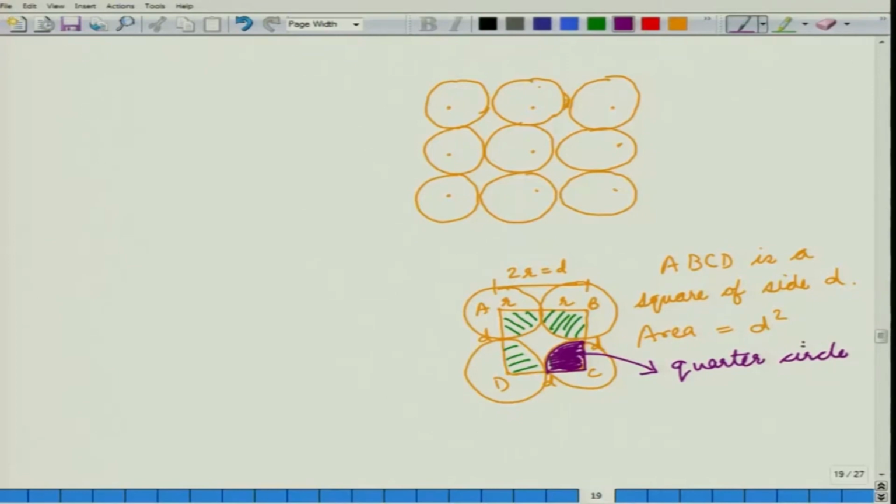And what is the diameter of this circle? Of dia d. So, because we have 4 quarter circles, 1, 2, 3 and 4, that is covered in this square. So, we have 4 into quarter circles, that becomes 1 full circle.